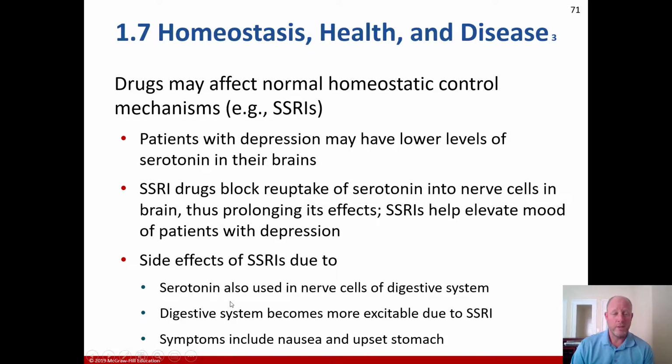Side effects can also occur, because serotonin is used in nerve cells of the digestive system, so it can throw off your digestive system if serotonin is not responding properly. The digestive system then becomes more excitable, and then symptoms include nausea and upset stomach.